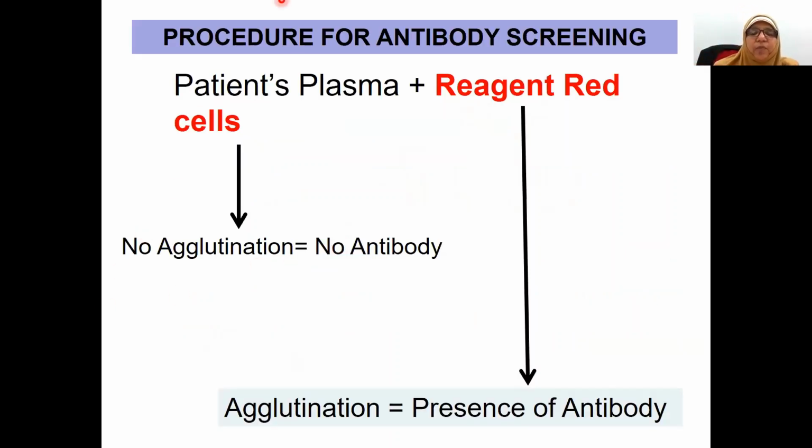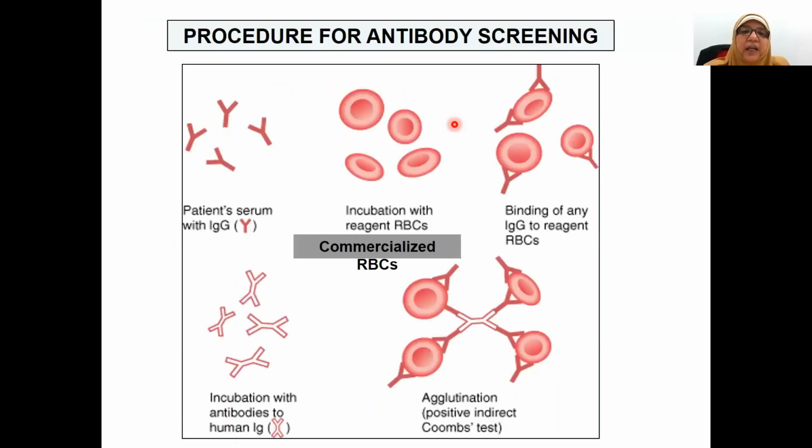So what do we do? We take the patient's plasma and we cross-match with reagent red cell. These are the red cells that we buy that express clinically significant antigen. Therefore, if the patient's plasma has significant antibody, the antibody will bind to the antigen on this red cell and will cause agglutination, and that will tell us there is antibody. That's why we will call you up and say the antibody screening is positive, right?